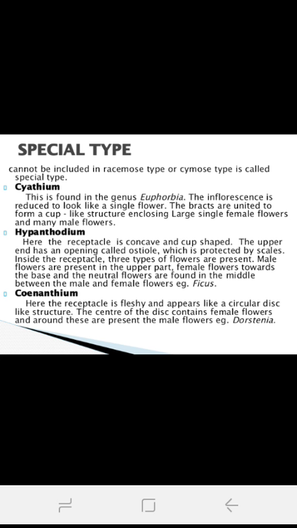Then the third one is coenanthium. Here the receptacle is fleshy and appears like a circular disc. The center of the disc has female flowers surrounded by male flowers. It is seen in the plant Dorstenia, a garden plant. So the special types are cyathium, hypanthodium and coenanthium. These are photographs of hypanthodium as well as cyathium. So here finishes the types of inflorescence.